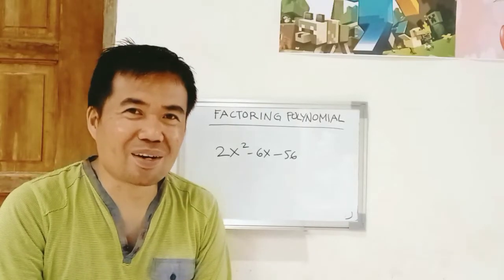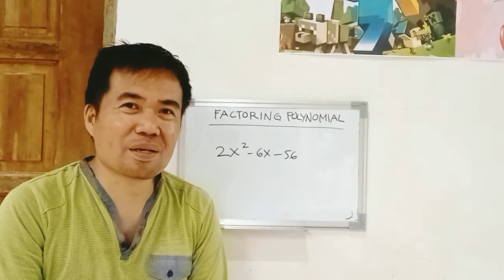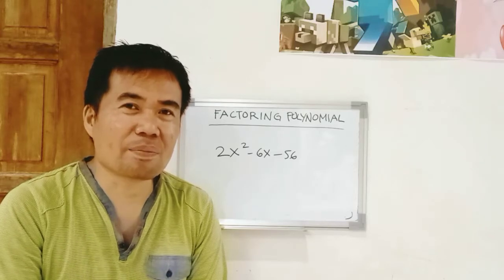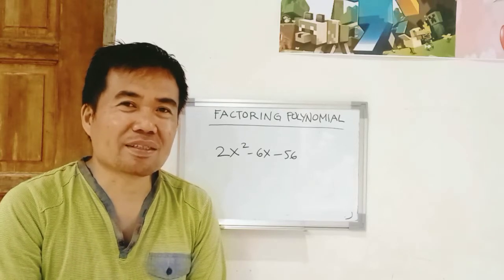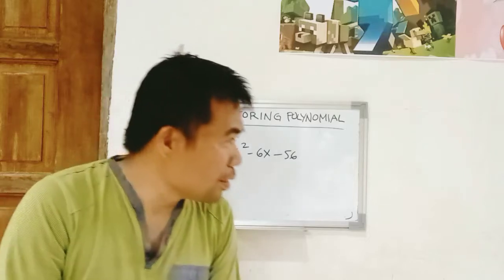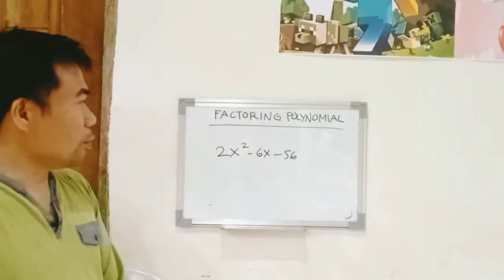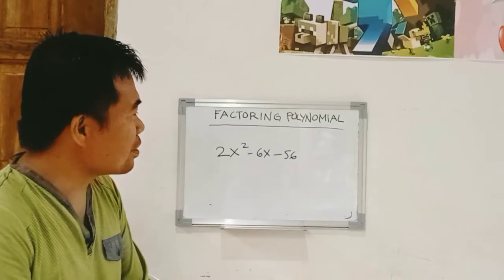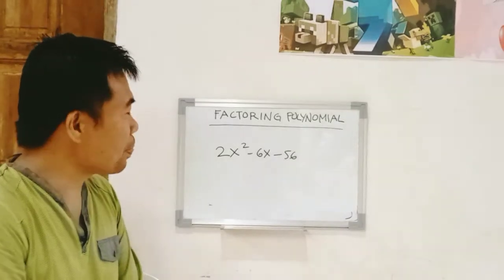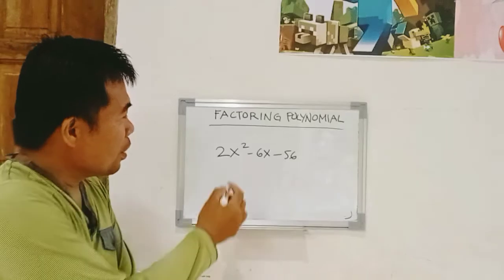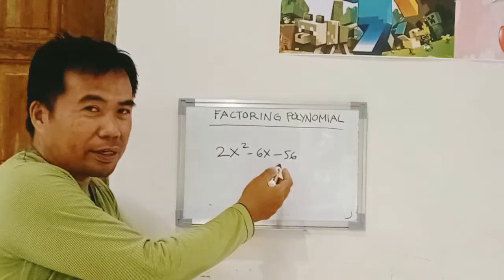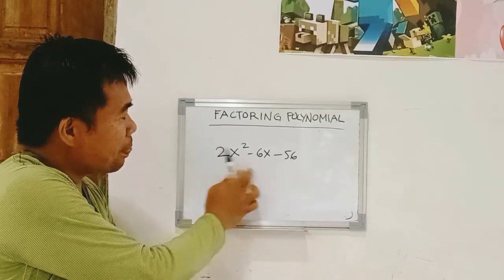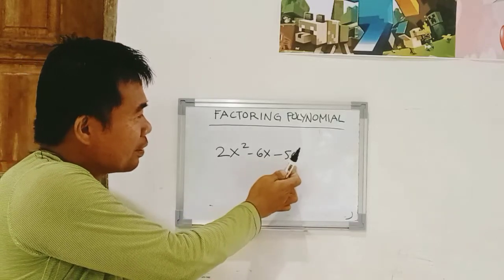Okay class, our lesson for today is about factoring polynomials. So basically, polynomial means having many terms. So what are the terms of a polynomial? For example, we have a polynomial of 2x squared minus 6x minus 56. So we have 1, 2, and 3 terms. So this is the first term, second term, and the third term.